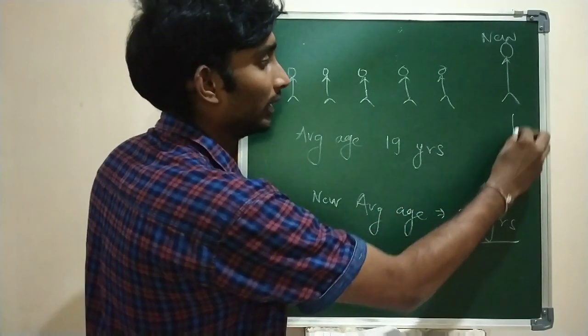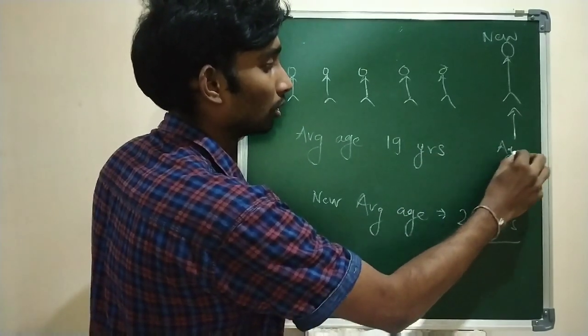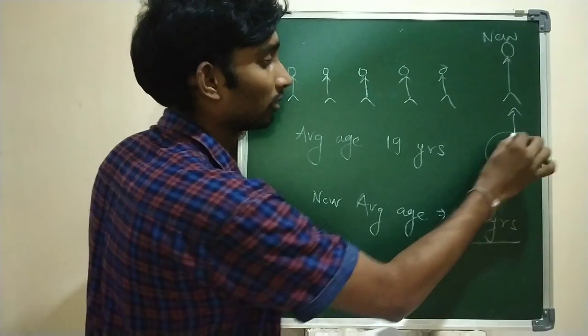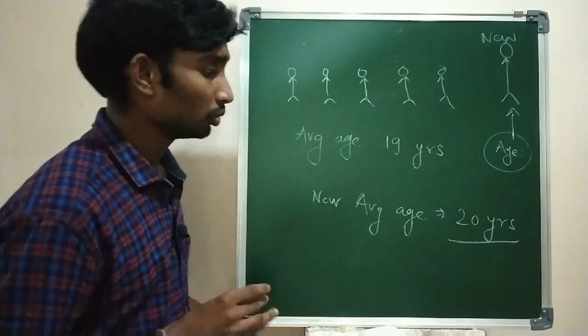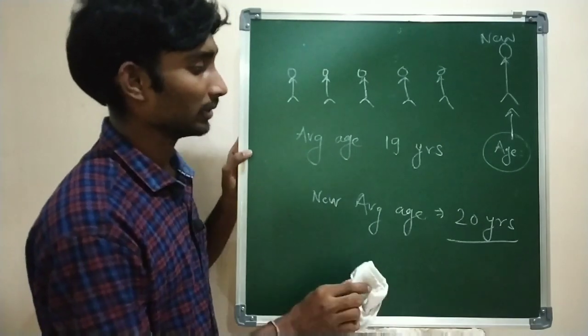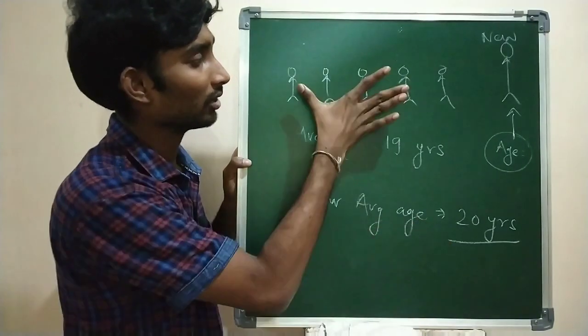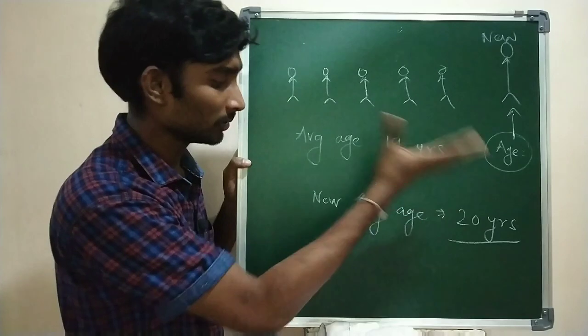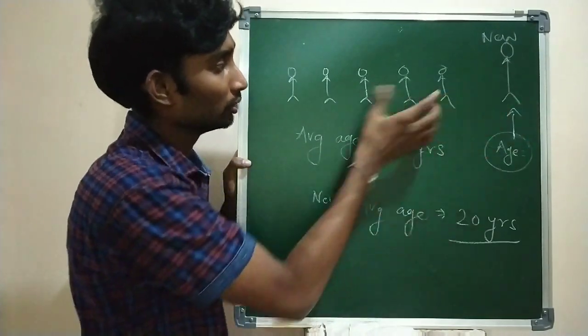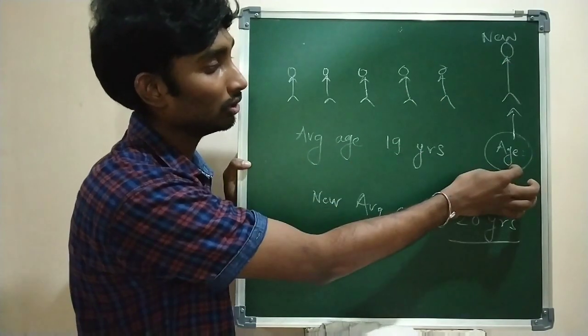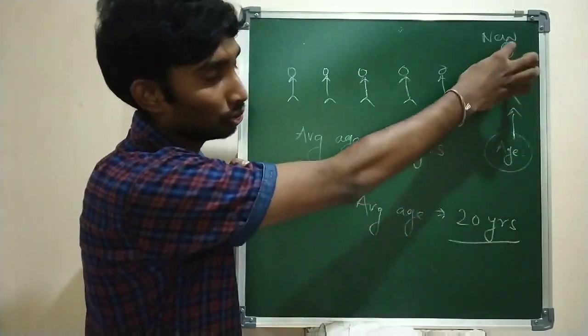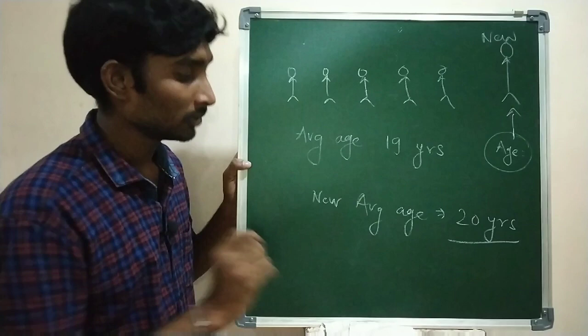So what we have to find? The age of this new boy. I will tell you 2 methods. Let's start with the first method. You remember the data: there are 5 boys whose average age is 19 years. After one new boy joins them, their average age becomes 20 years. So we have to find the age of this new boy. Understood the question? So let's start.